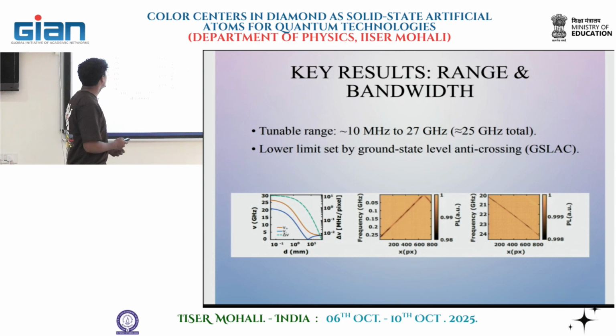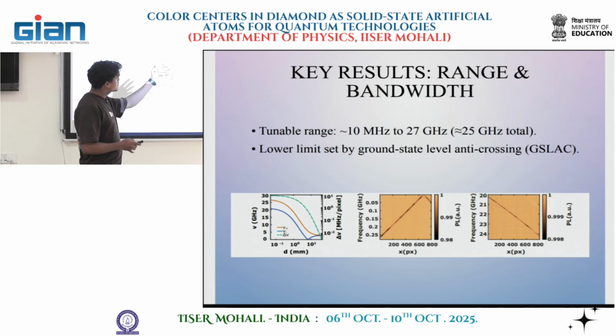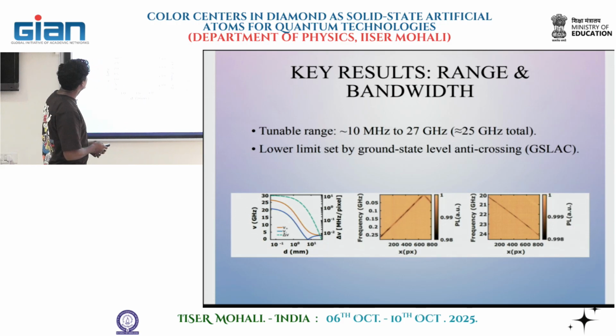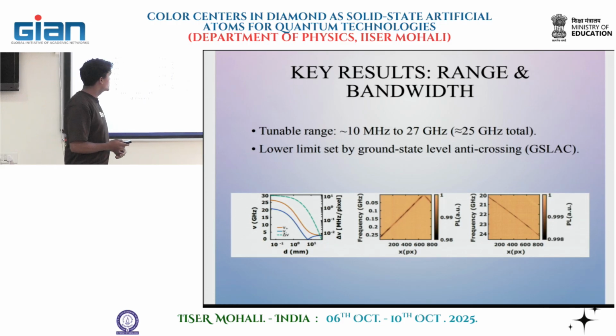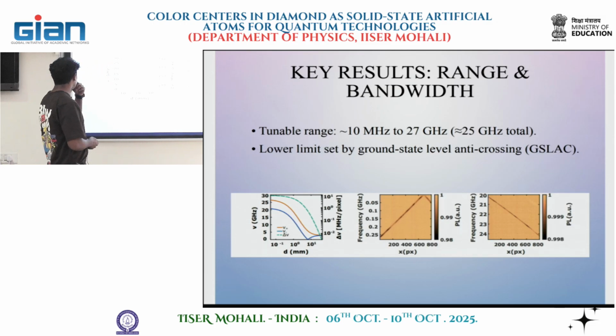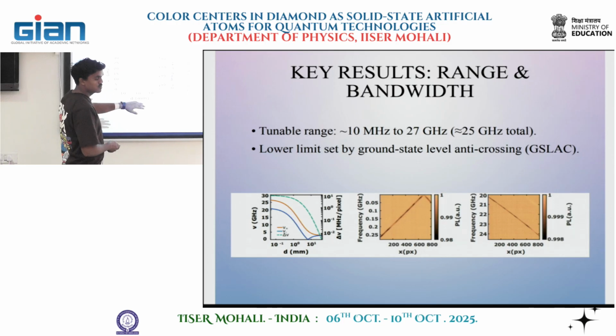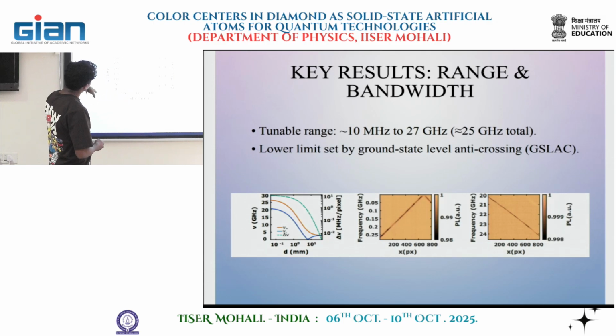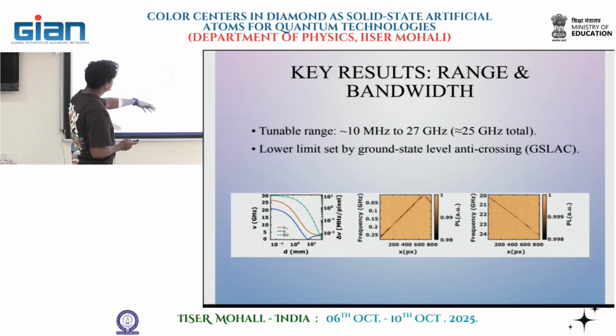Next, the key results: we get a tunable range of 10 megahertz to 27 gigahertz, and our goal is to get 25 gigahertz, with the lower limit set by the ground state level anti-crossing, which can be shown here. This is the frequency versus the distance between the magnet and the NV centers. As we increase the distance, we can show the variation of this frequency, and this one is the pixel versus frequency graph.